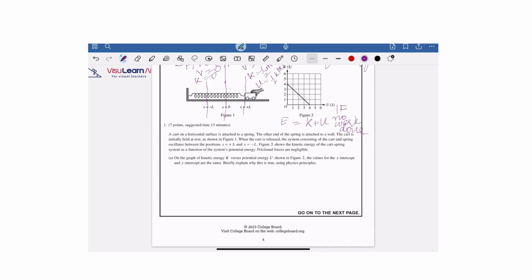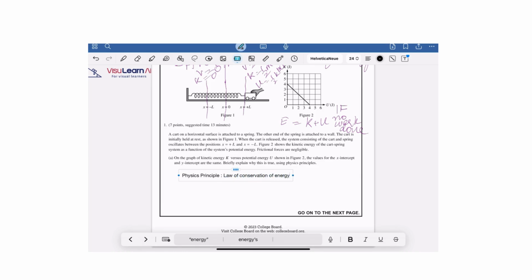Now we turn our attention to the conservation of energy. The conservation of energy physics principle states that the total of the potential energy and the kinetic energy is constant if no work is done. At this point, we are asked to briefly explain why this is true using physics principle.